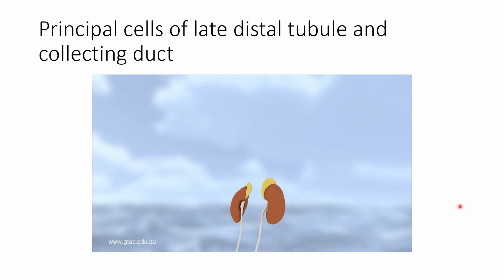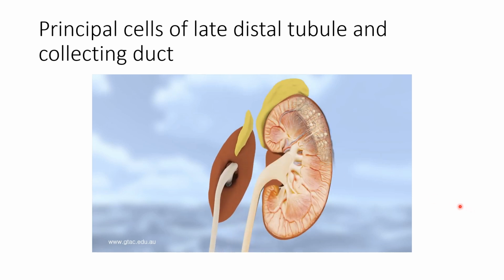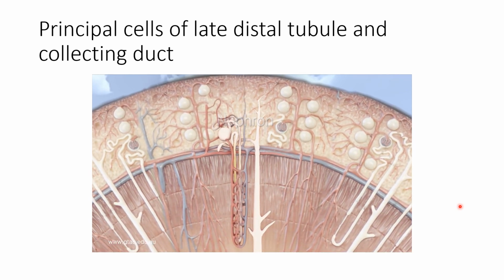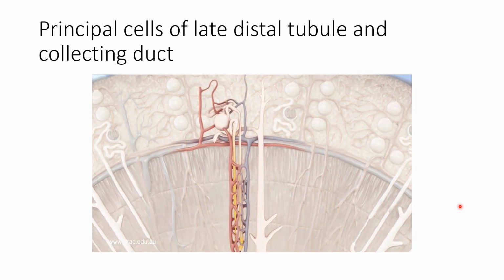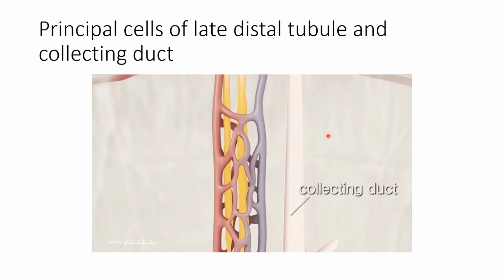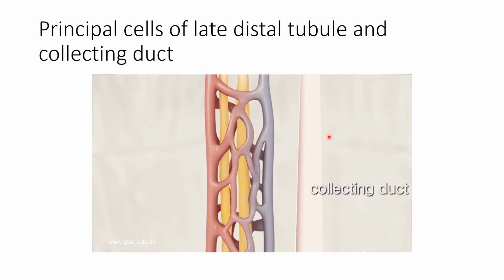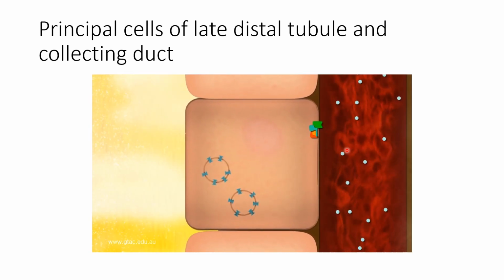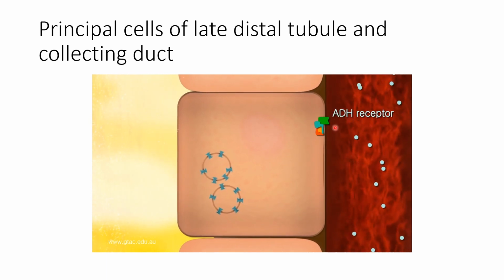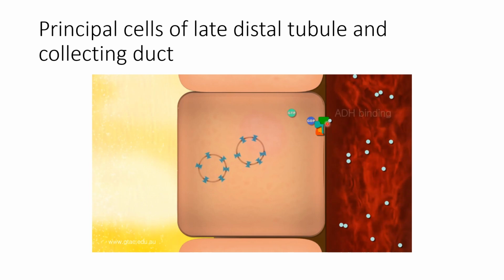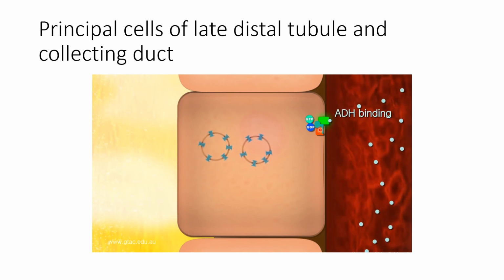Now here in this animation, what do we see? We see a nephron. You can see the principal cells of the late distal tubule and the collecting duct. We have been talking about ADH. So what happens? ADH reaches this collecting duct. As you can see here, it has reached here, and this then binds to the ADH receptor, and then it will cause activation of this V2 receptor.